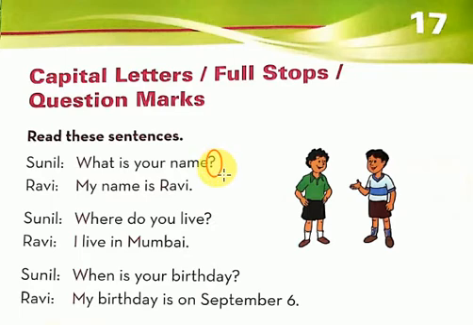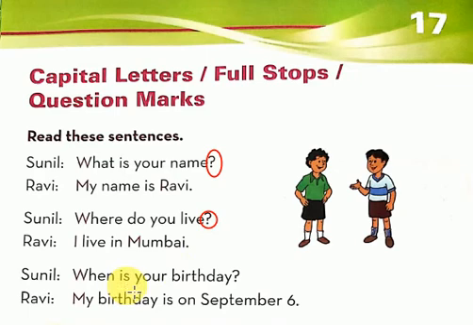Okay students, now basically a question mark is also a punctuation symbol, and it is always placed at the end of the sentence. Now you can see the second line, where do you live? It's also a question. At the end of the sentence you have to put a question mark.